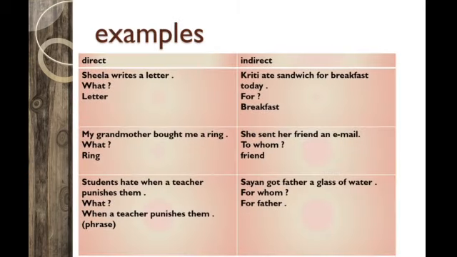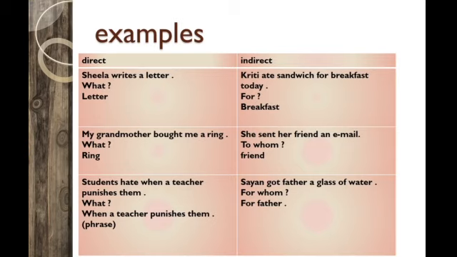Now examples. Sheila writes a letter. My question is what Sheila writes. My answer is a letter. So the direct object is a letter. My grandmother bought me a ring. Subject we have grandmother, bought is the verb. What? That is ring, the direct object.